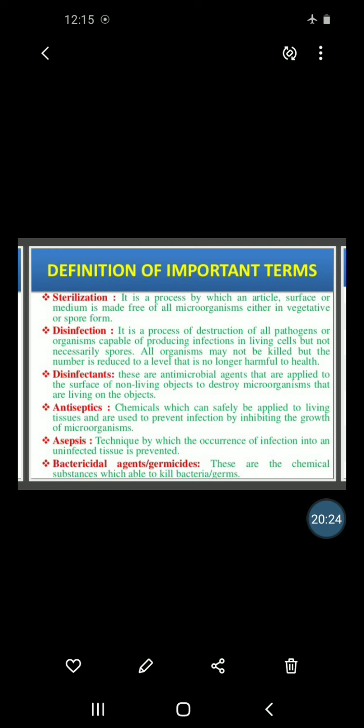Next we will see the construction and principle of this hot air oven. The hot air oven consists of a double walled chamber of aluminium or stainless steel, separated from the outer case by a thick layer of fiberglass insulation. The insulation is also filled in the flap door, which carries the asbestos jacket that provides the tight seal.